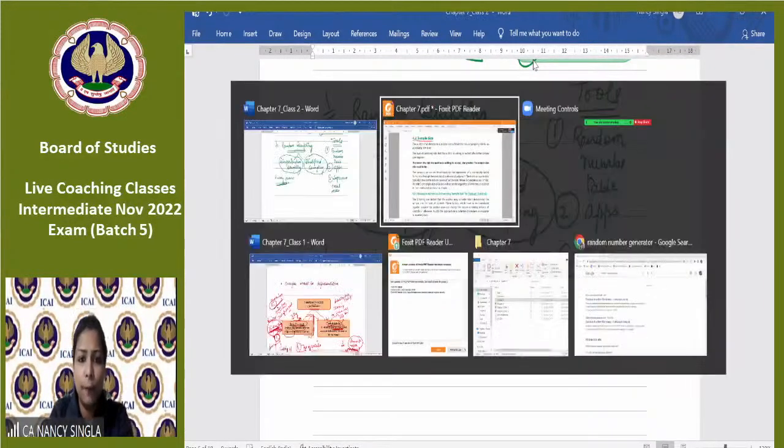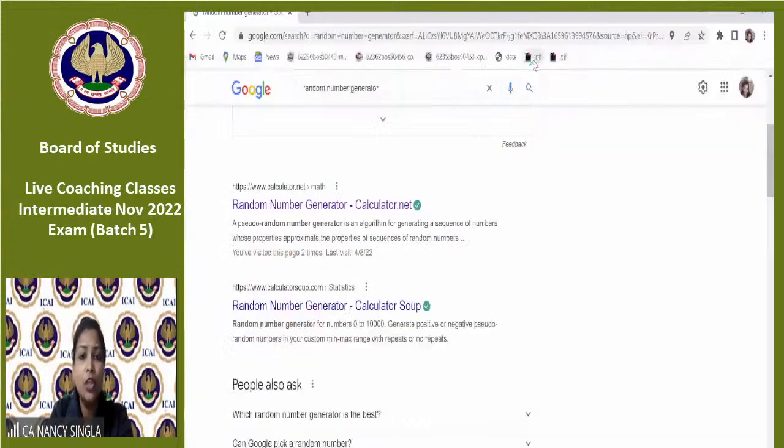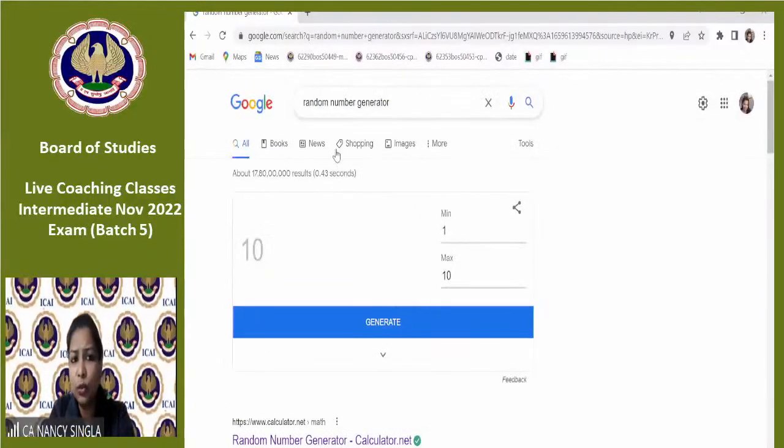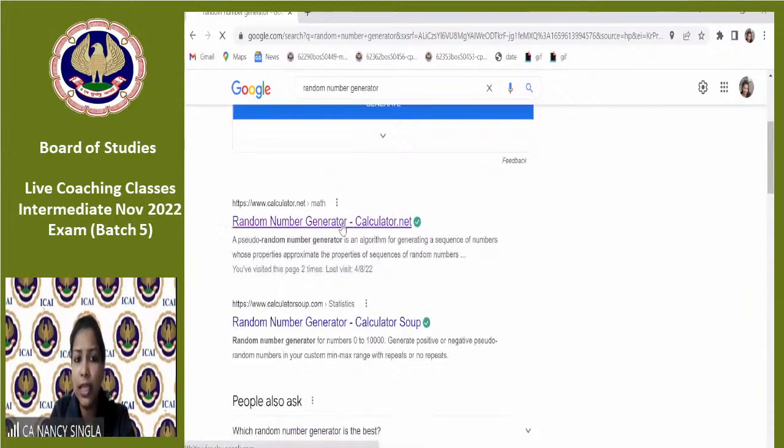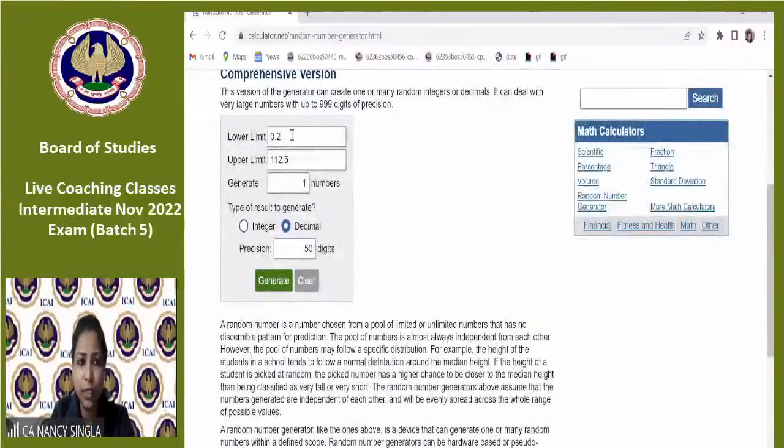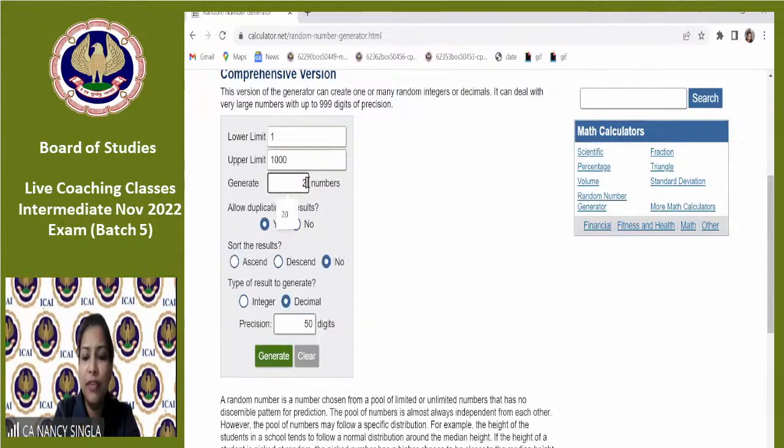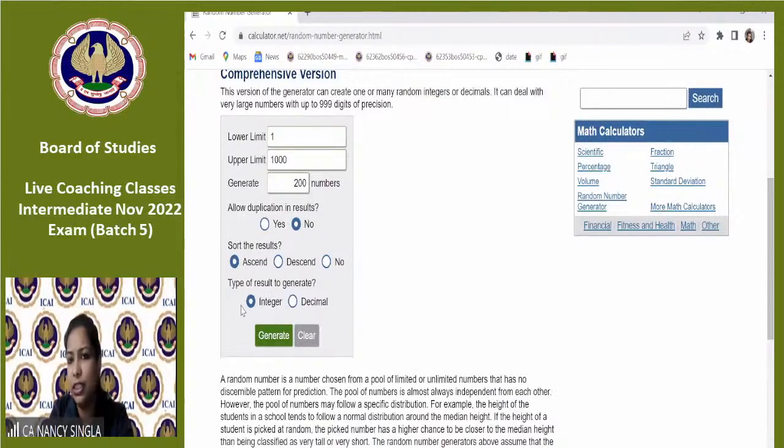Let us have a look at an app. Okay? So you all can also do this. What I have done in Google is simply written: random number generator. So there are apps which are available. Let's say, students, my invoice numbers are from 1 to 1000, and I want to generate a sample of 200 units. Allow duplication? No, I don't want duplication. Do you want to sort the results? Yes, in ascending order. And I want integers, not decimals.